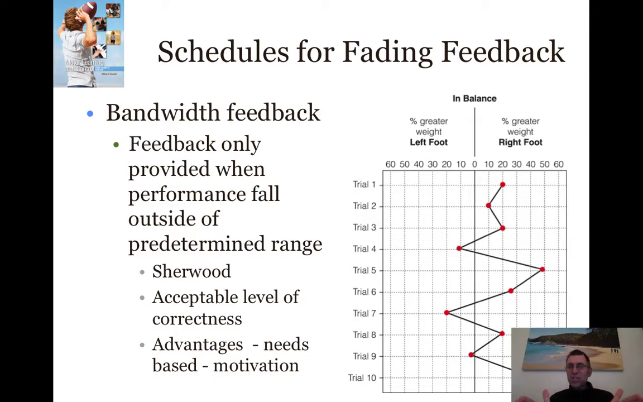Identifying that range can be a challenge. Research has been done out there. Is it 10 to 20% outside of perfect? Is it 30 to 40% outside of perfect? It's not always easy to determine. It depends on the level of the learner and on the task itself, all those good things that you've come to accept as affecting decisions and concepts in this class.